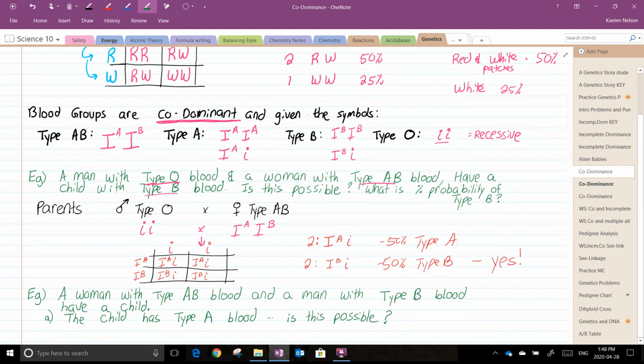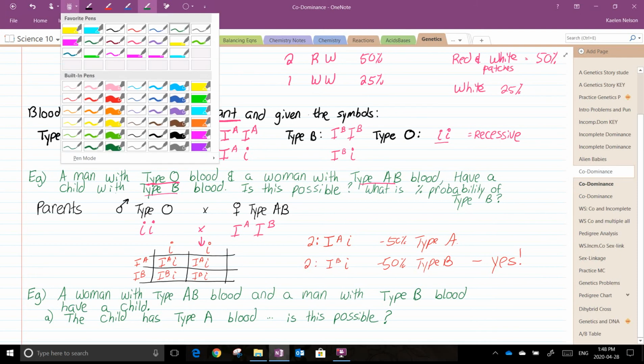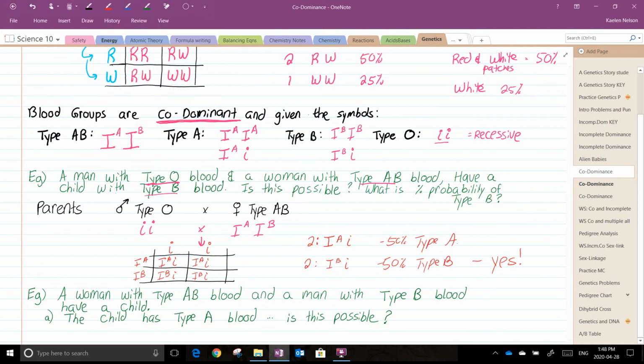An interesting thing about this type of blood typing pattern is with this combination, we actually had no O and no AB, even though that's what the parents were, and that is one of the traits of codominance.